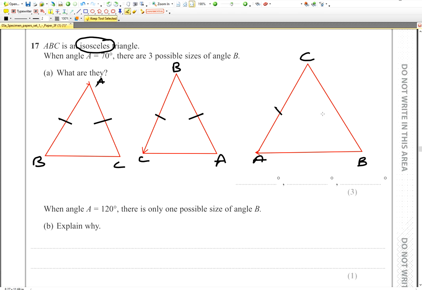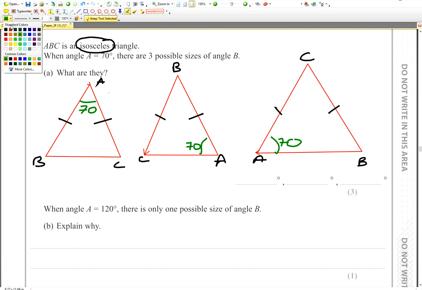Okay, let's get a different color. Let's go to the green. It says A is 70. So wherever A is, we're going to mark that. Okay, A is 70. So here A is 70. So we've got to label A as 70 where we see that. Are we happy with that?